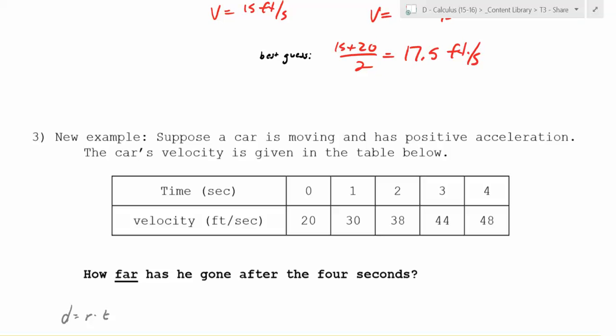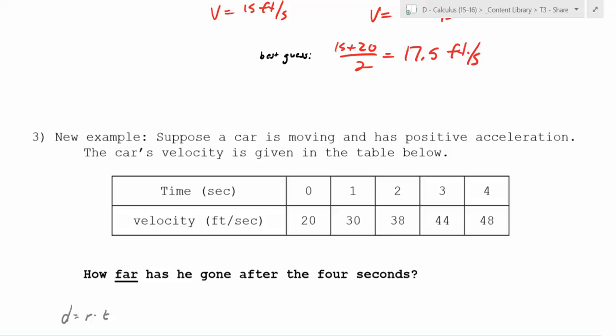Okay, so for 1 second, he's going 20 feet per second. How far is he along? 20 feet. Okay. For another second, he's going 30, so he's at 30 feet, right? So for another second, he's at 38, and for this one, he's at 44, right? So if you were to do that, you could estimate how far he's traveled in the first 4 seconds. It would be 1 times 20 plus 1 times 30 plus 1 times 38, plus 1 times 44, and it just happens to be 1 because what's the interval?